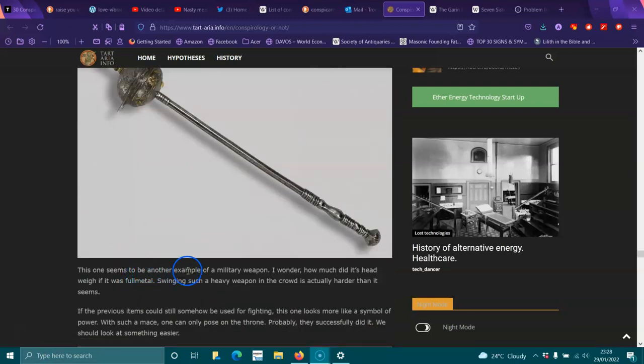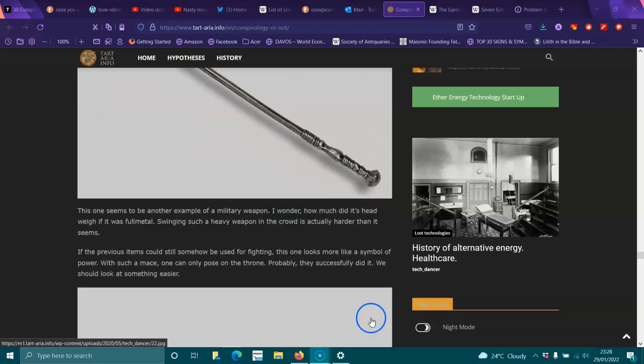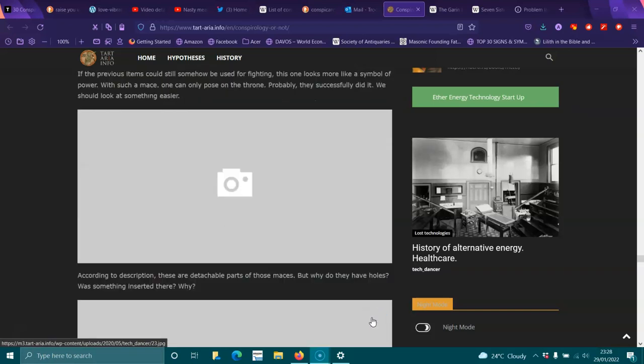This one seems to be another example of a military weapon. I wonder how much its head weighed when it was full metal? Swinging such a heavy weapon in a crowd is actually harder than it seems. If the previous items could still somehow be used for fighting, this one looks more like a symbol of power with such a mace. One could only pose on the throne, probably, that they successfully did it. We should look at something easier sometime.